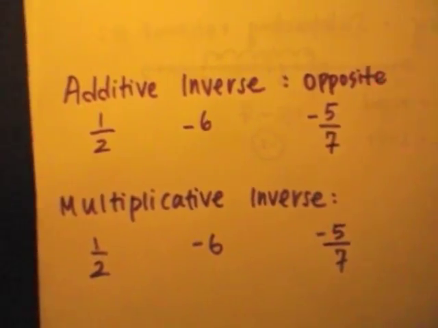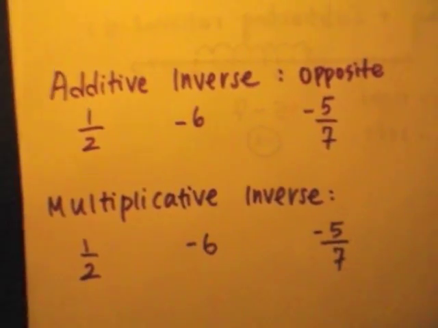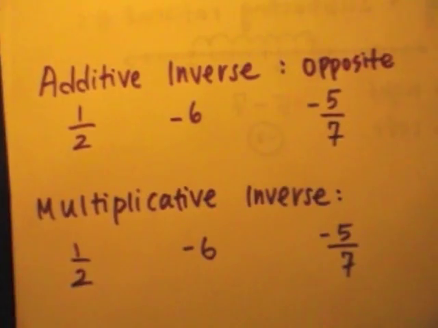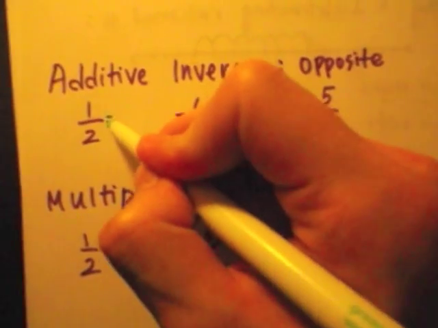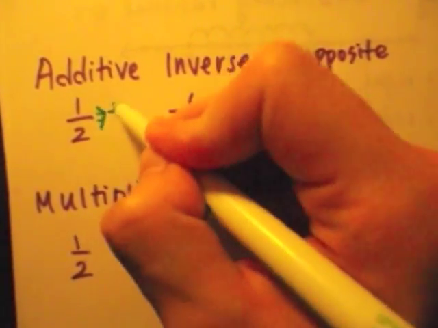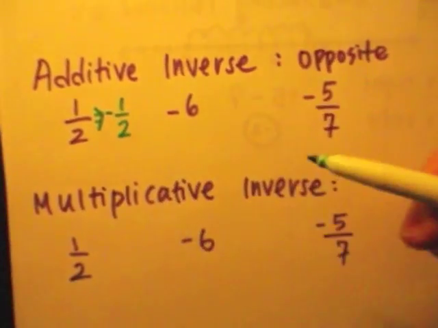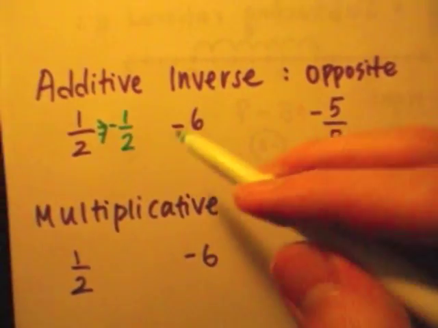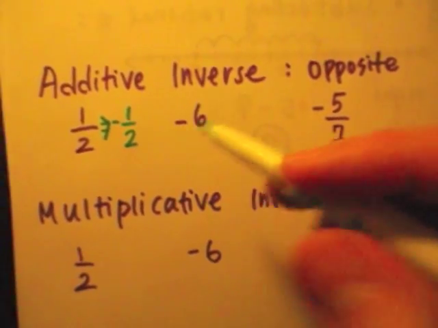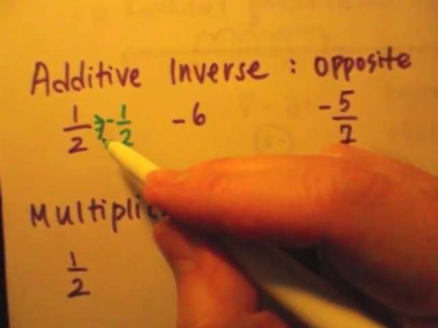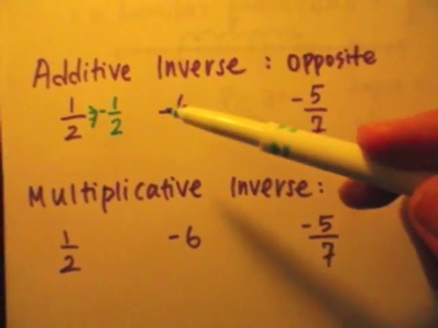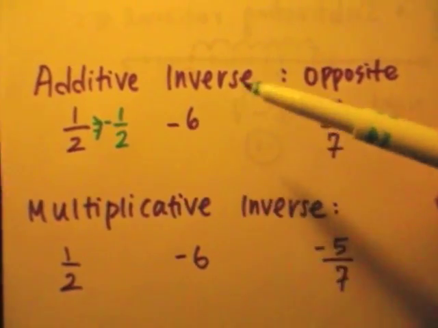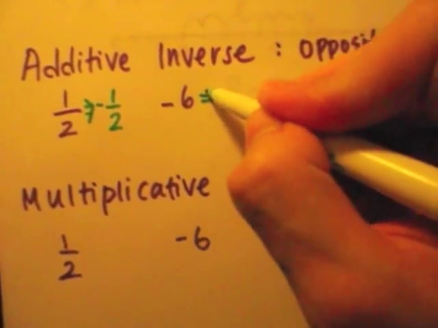Alright, and you guys are familiar with how to find the opposites of numbers. For example, the opposite of 1/2 is negative 1/2. I'm thinking about the number line here. The opposite of negative 6, if I'm at negative 6 on the number line, that's 6 units to the left, the opposite of that would be to go 6 units to the right. It's a positive 6.